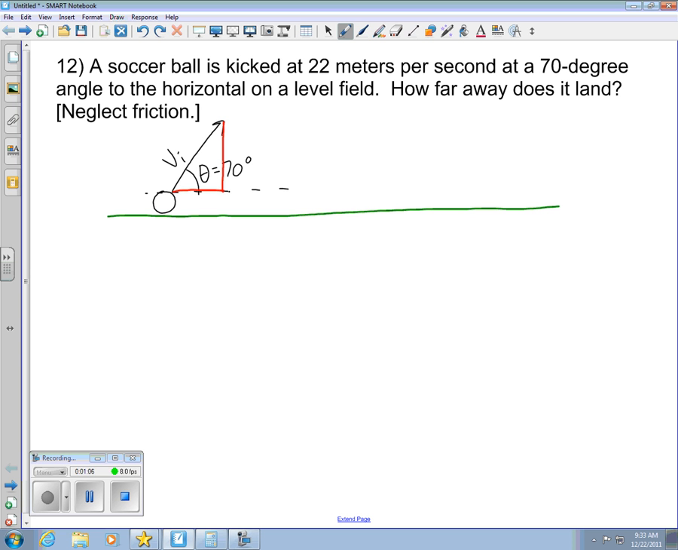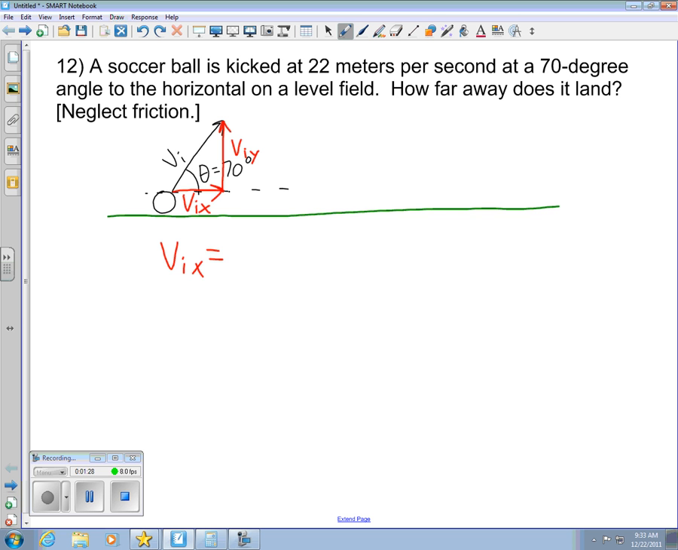And then since VI goes up and to the right, my components go up. This one's up and to the right. And I will label them VI vertical, and I use Y for that. And then the horizontal one is VI horizontal, and I use X for that. Okay, I'm going to calculate the components.